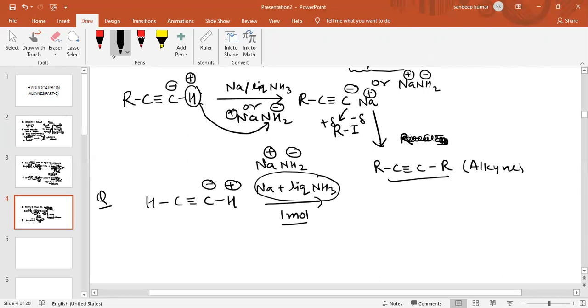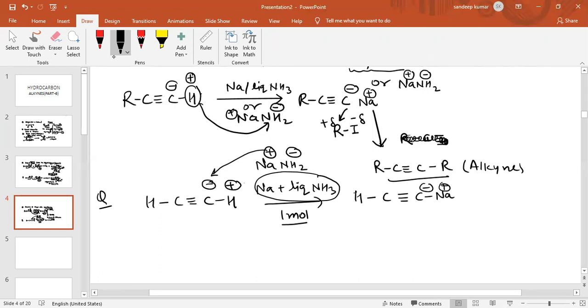So what happens? Na+ will combine with this carbon atom and this hydrogen will combine with NH2. So ammonia gas will be liberated, and one of the compounds obtained is H-C≡C-Na+, with this negative charge.